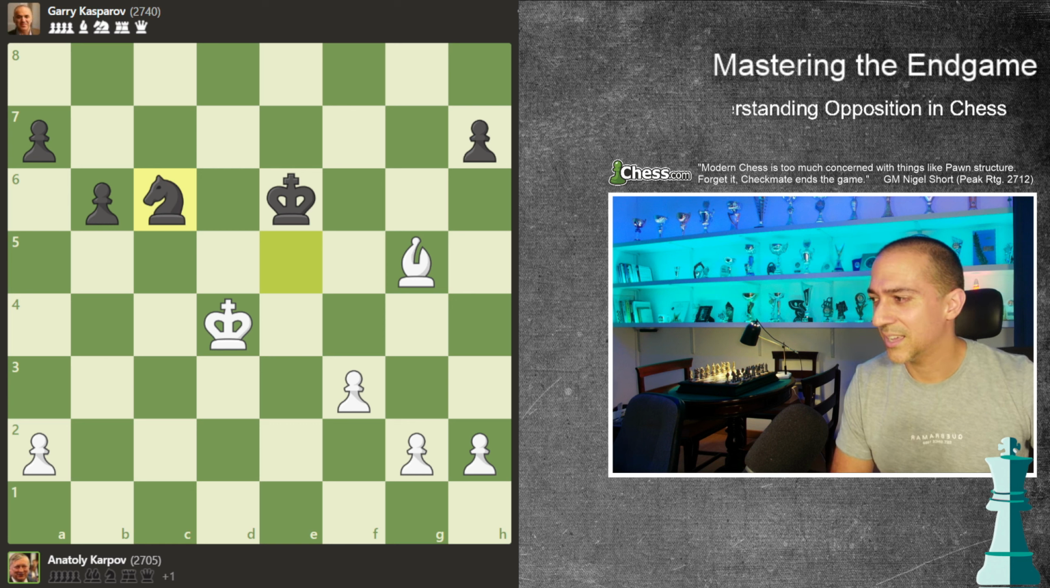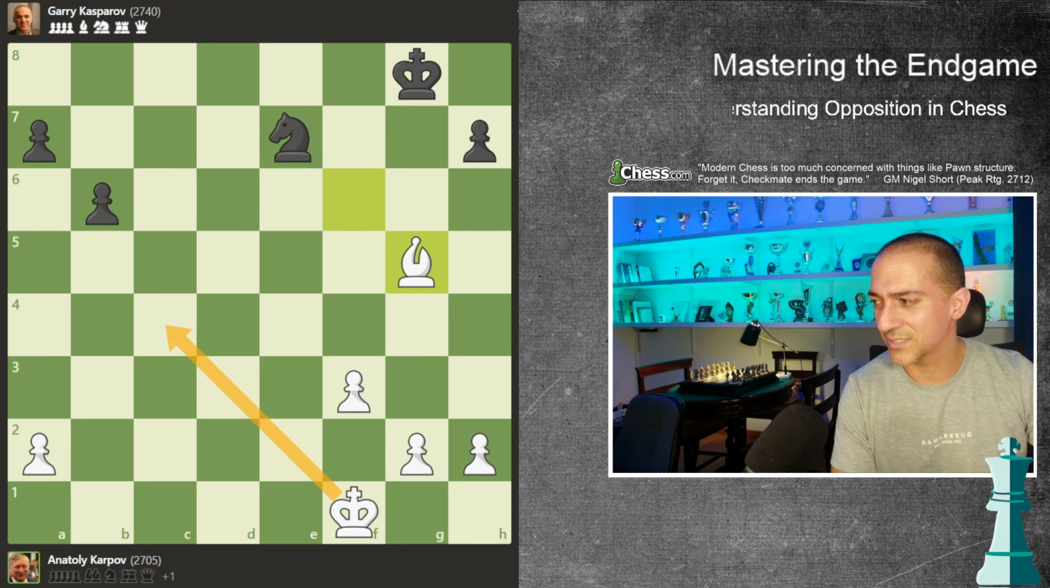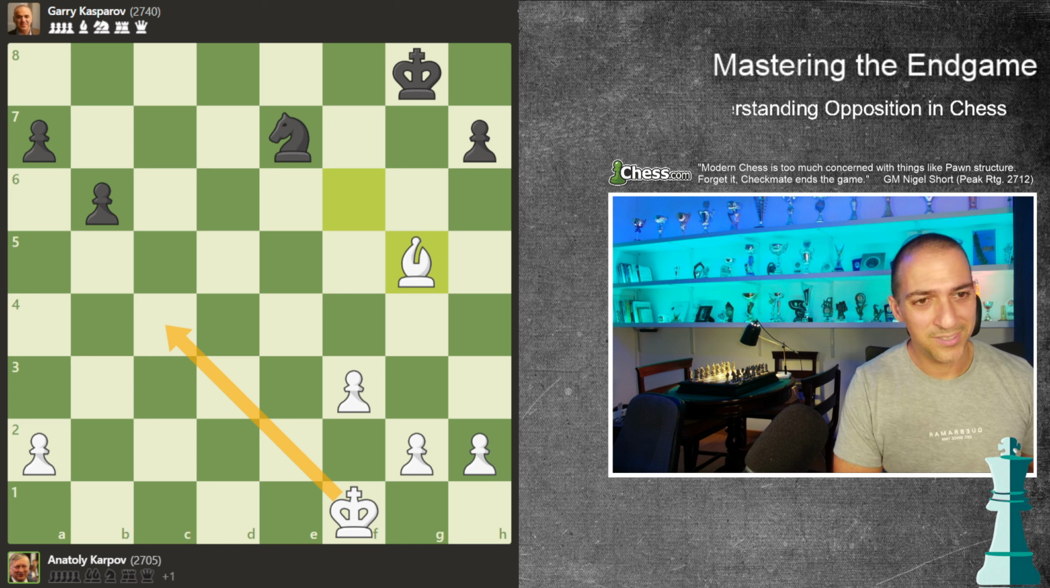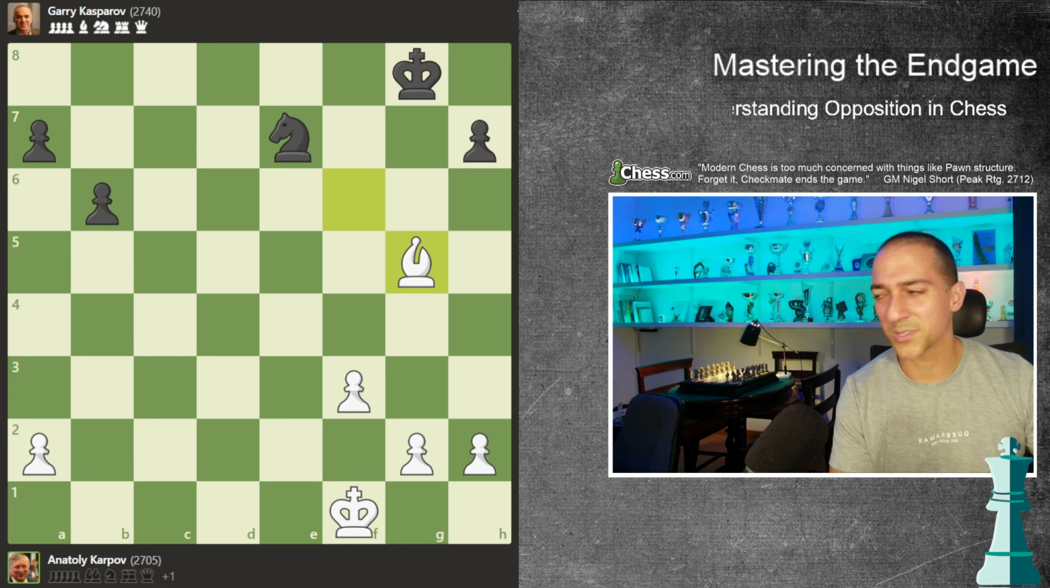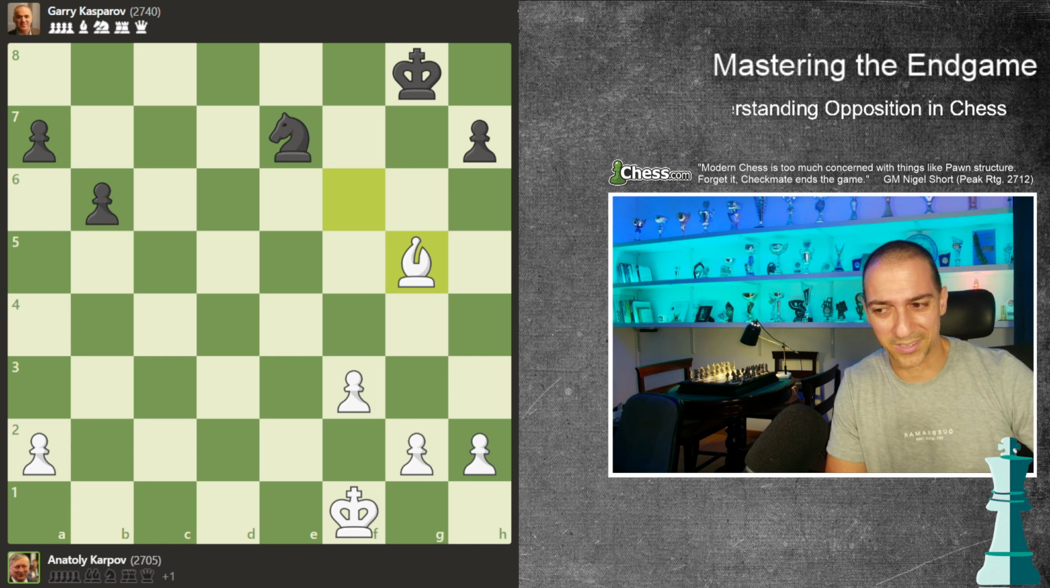So here black has resigned because I can give opposition if I want, and there is nothing for black. And look, it's quite simple. He just has played the king to try to create problems on the queen side. So Karpov was a very strong player.